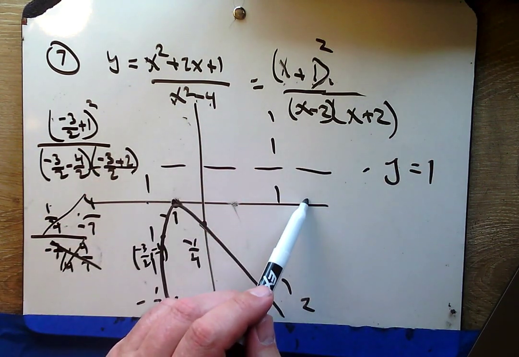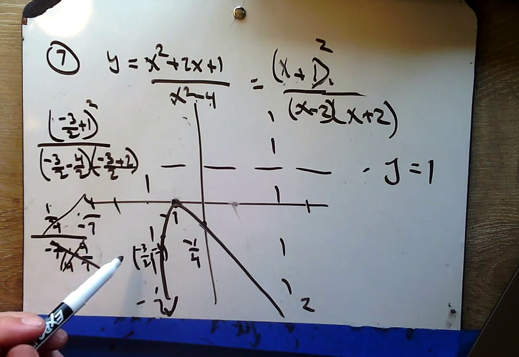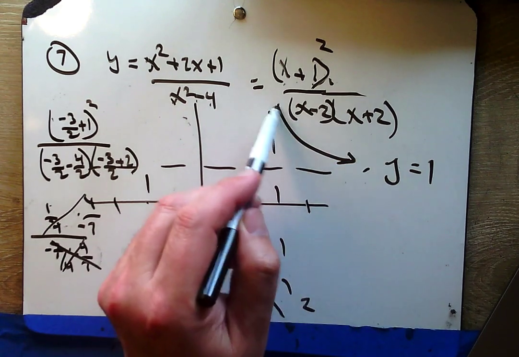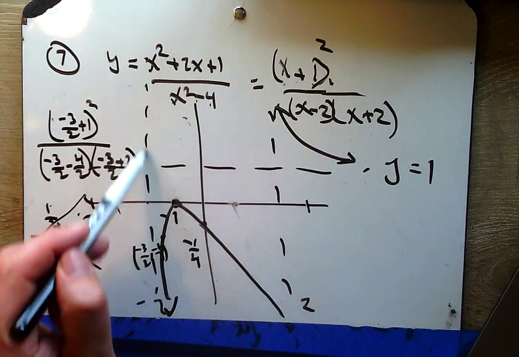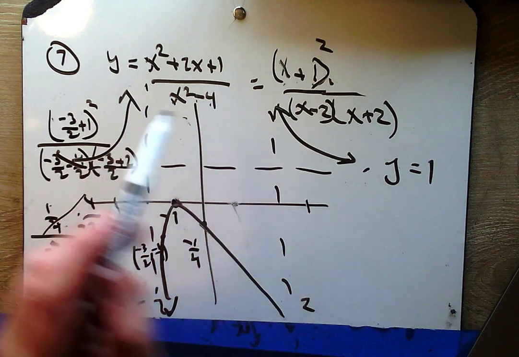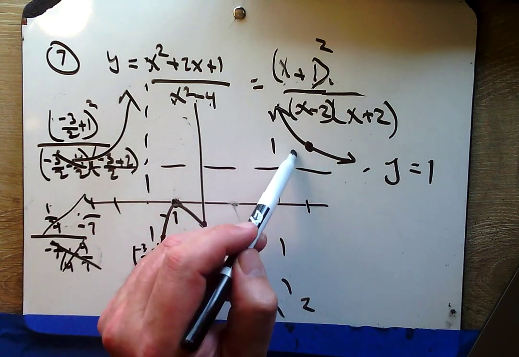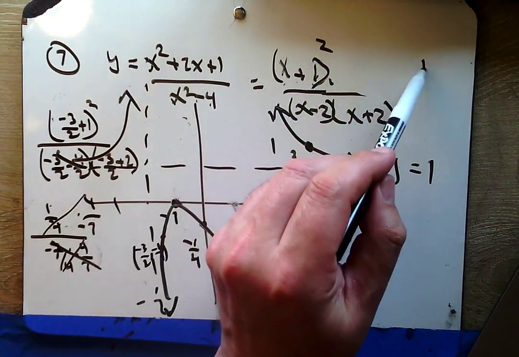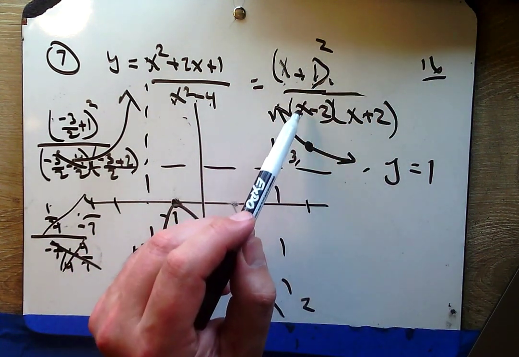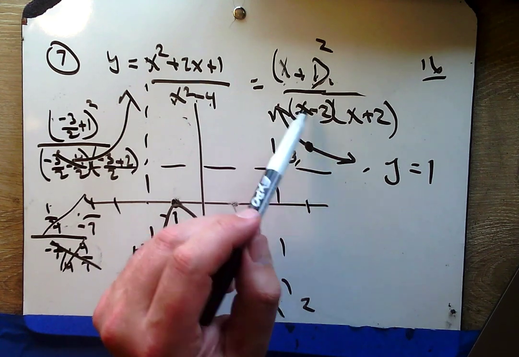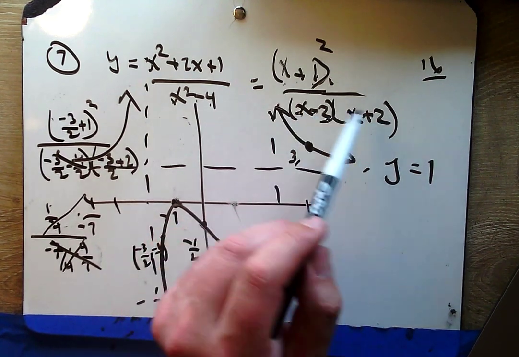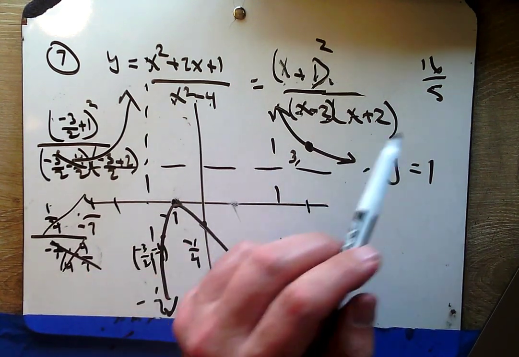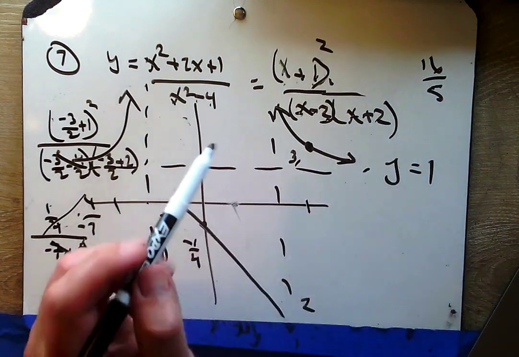And what about over here? Well, I don't have any more x-intercepts. But I definitely want you to label the test point here. Plug that 3 in. 3 plus 1 is 4. 4 squared is 16. And 3 squared is 9, 3 minus 2 is 1, 3 plus 2 is 5. So I get 16/5. Now that's the same as 3 2/5.